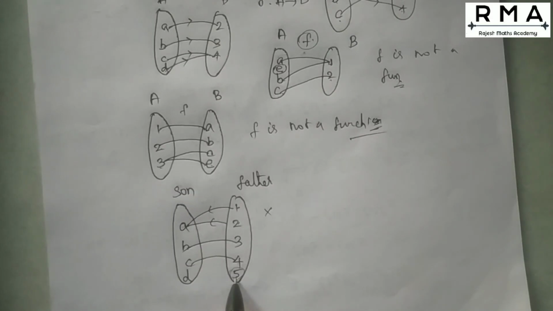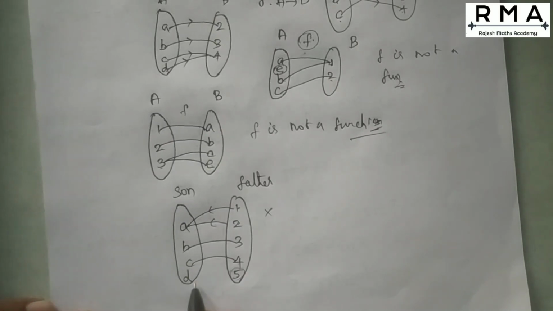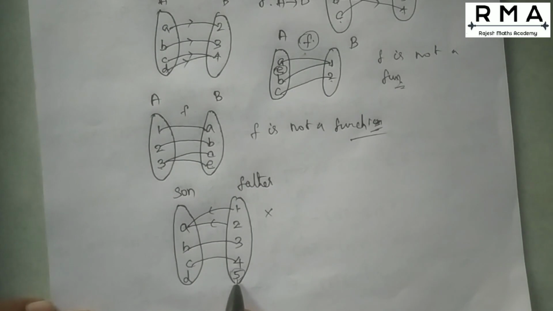So a child without a father is not possible, which means we can say that it is not a function. That is, our definition is every element of A has one and only one image. This D doesn't have any image. In that case also we can say that it is not a function.